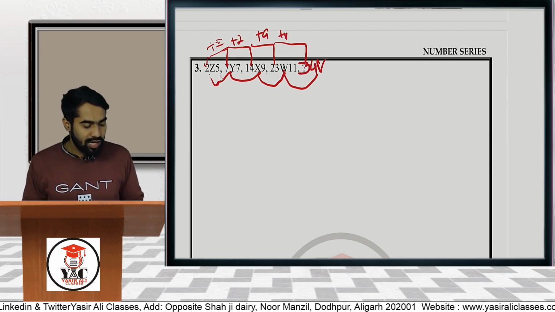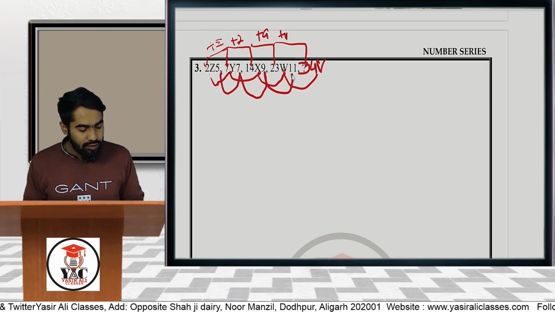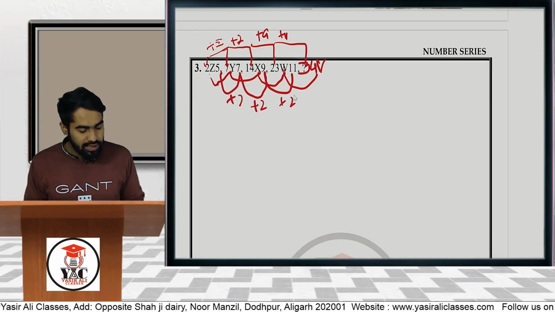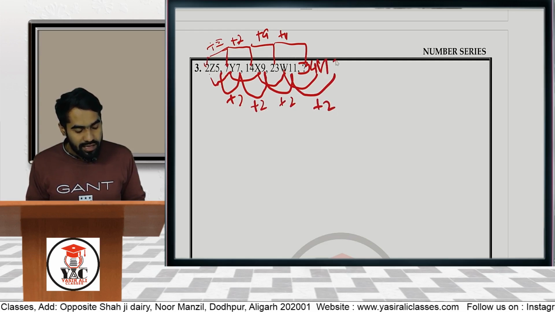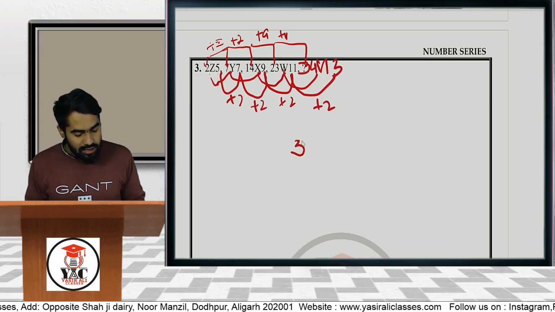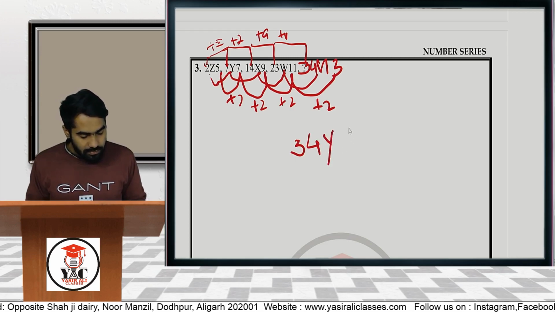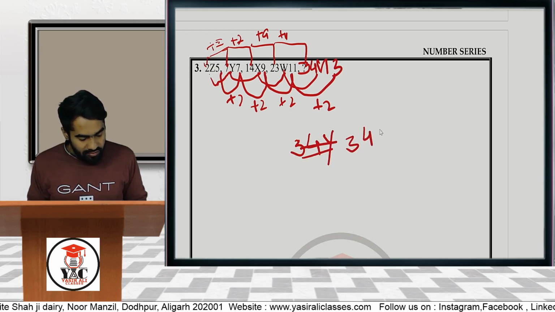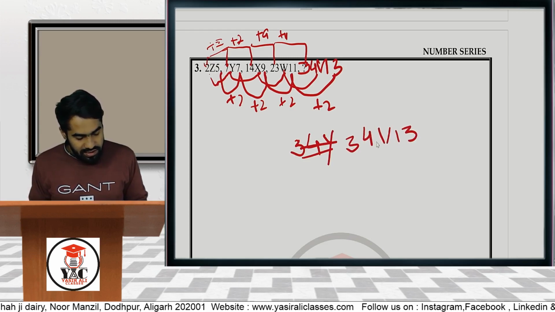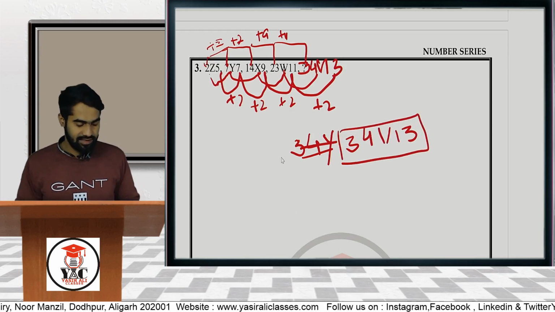Now looking at the third of each, 5 to 7, 7 to 9 and 9 to 11, they are doing plus 2 in each case. So we should also do plus 2. 11 plus 2 should become 13. So our answer would be 34 V 13. 34 V 13 is the correct answer.